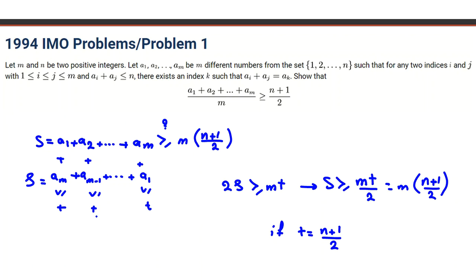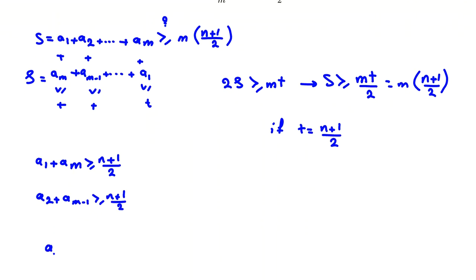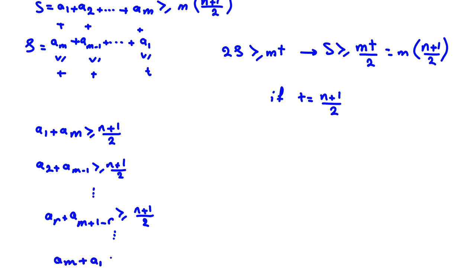Okay? So now here, it is not equivalent to the problem, because maybe one of them is greater than, for example, 100. But if we prove a1 plus am is greater than or equal to n plus 1 over 2, a2 plus am minus 1 greater than or equal to n plus 1 over 2, and in general ar plus am plus 1 minus r greater than or equal to n plus 1 over 2, the problem will be solved. And the last part will be am plus a1 greater than or equal to n plus 1 over 2. We should prove these things.